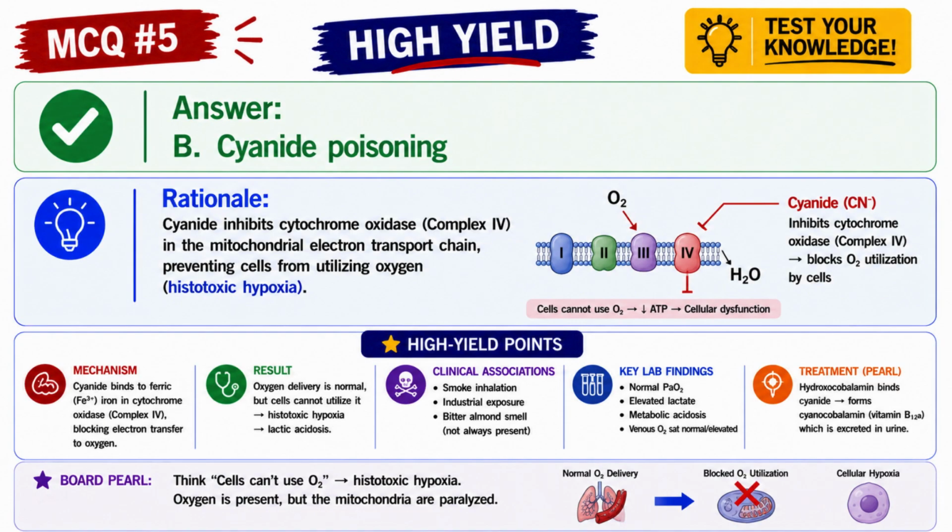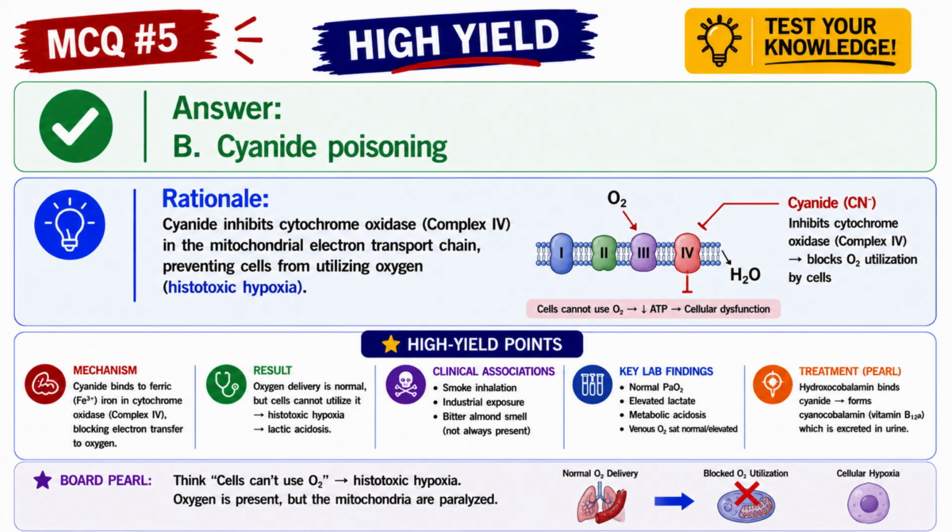Cyanide poisoning. Here's why. This question tests one of the most clinically important distinctions in toxicology, the difference between impaired oxygen delivery and impaired oxygen utilization. Most causes of tissue hypoxia work by reducing oxygen delivery to cells. Anemia, not enough hemoglobin to carry oxygen. Pulmonary embolism, disrupted gas exchange. Carbon monoxide poisoning, hemoglobin occupied by CO, unable to carry oxygen. Left-shifted curve. In all of these, the problem is getting oxygen to the cells.